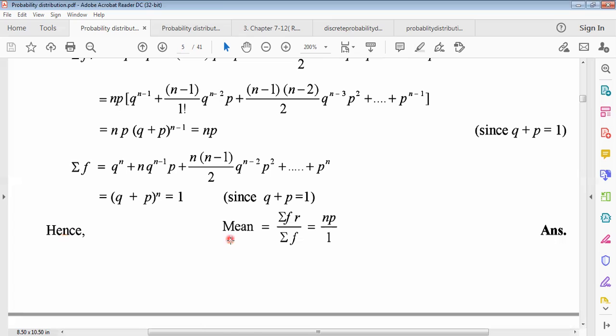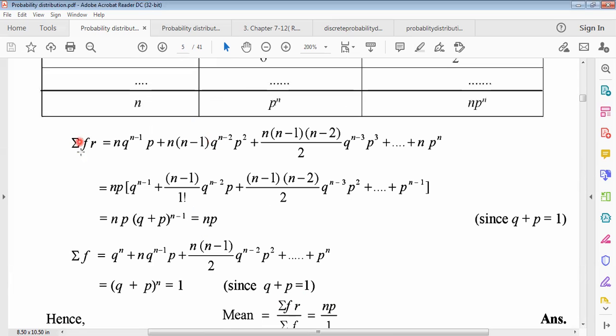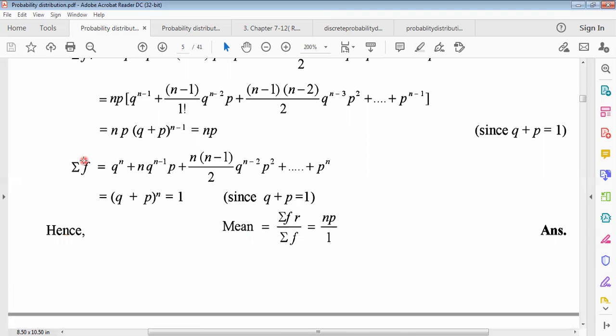Now you must know that mean equals summation fr divided by summation f. Summation fr was np, and summation f is only 1. So np divided by 1 is the mean.